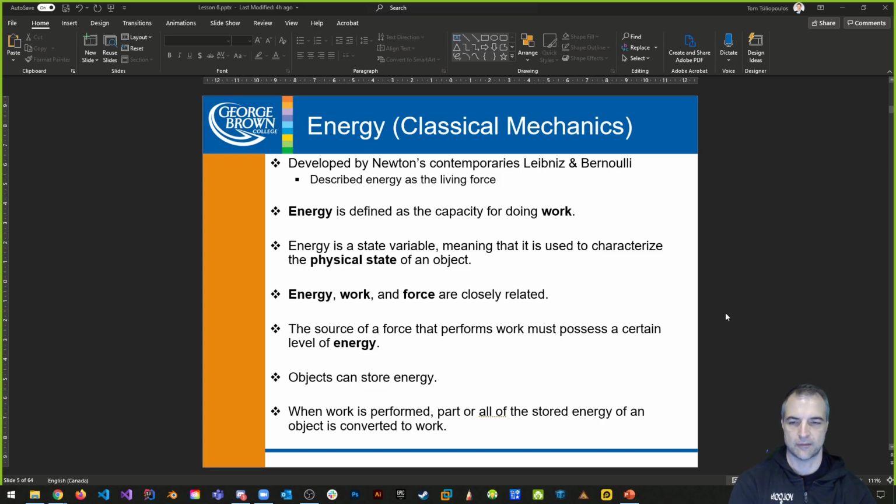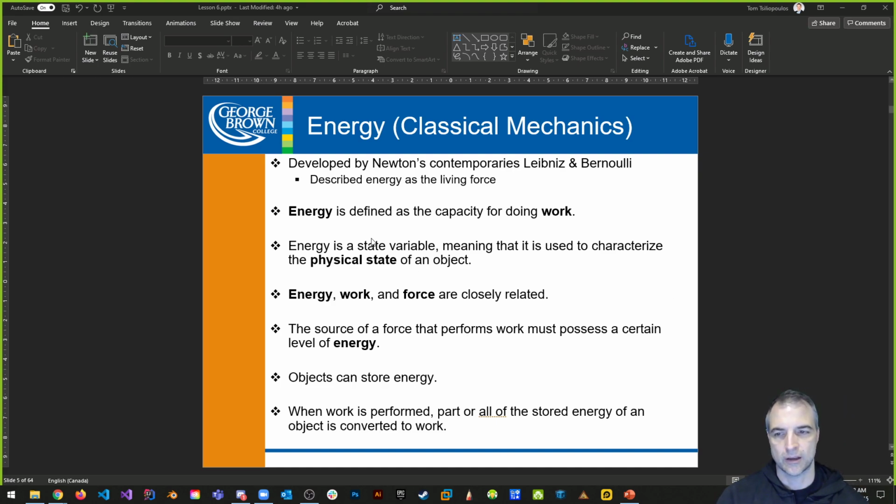Energy is a state variable, and what that means is it's used to categorize the physical state of an object. So energy, work, and force are all closely related, and the source of the force that performs work must possess a certain level of energy. Objects can also store energy, and we're going to talk about that in terms of potential energy. When work is performed, part or all of the stored energy of an object is converted into work. This is the idea behind it.